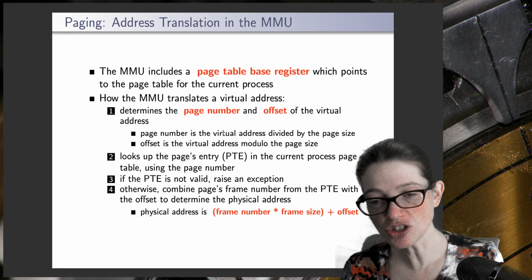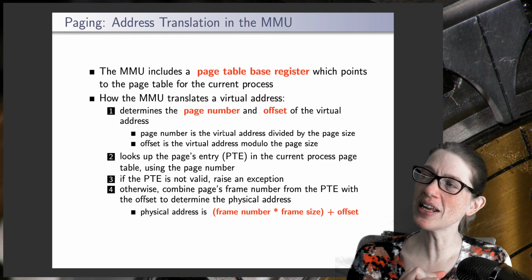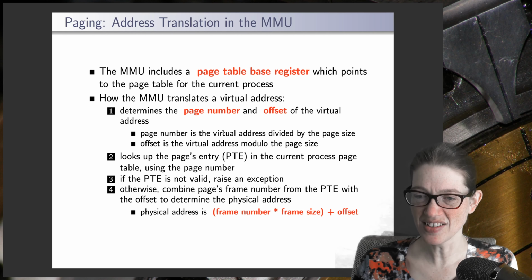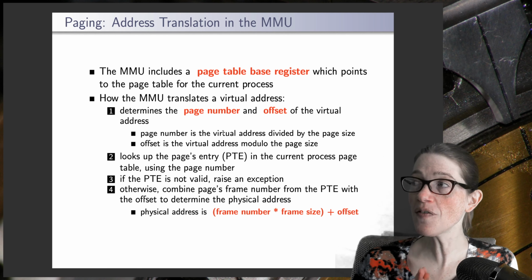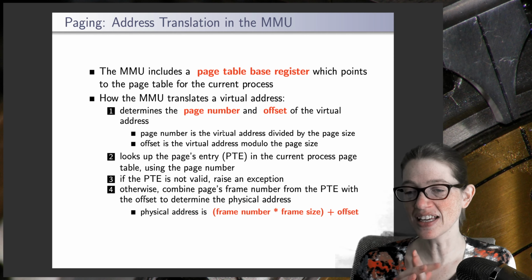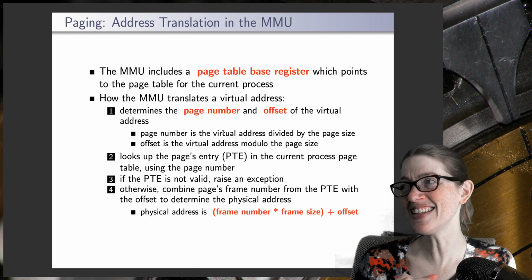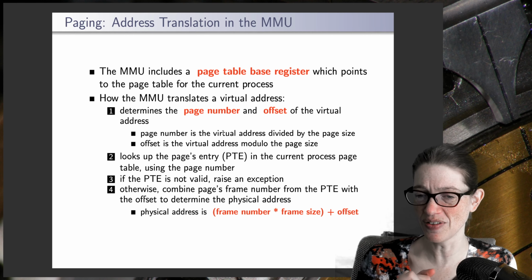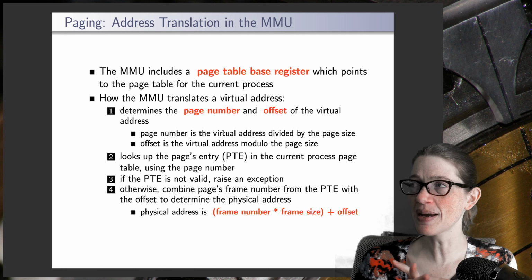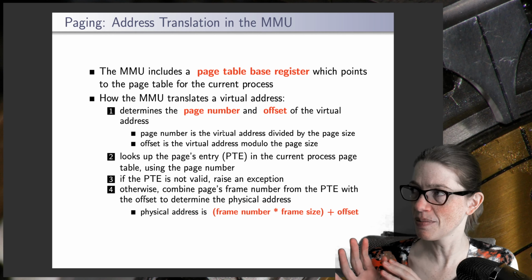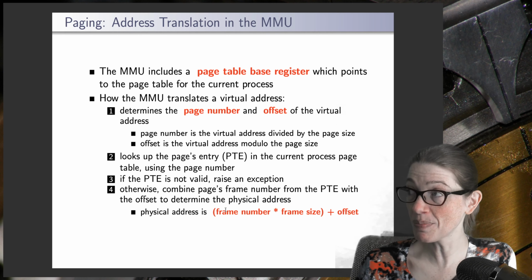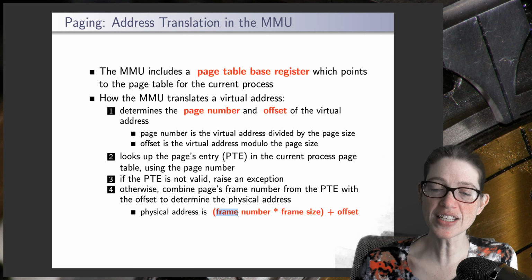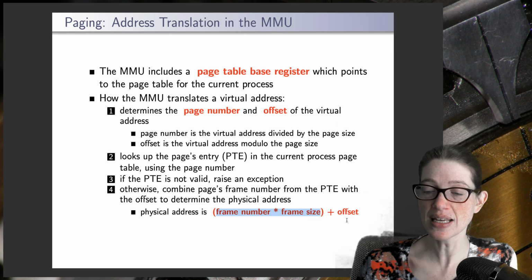the address translation. We first have to separate the page number from the page offset. You can get the page number by taking the virtual address and dividing it by the page size. And you can get the address within the page, the offset, by taking the virtual address modulo the page size. Now, this is all hex math, and we probably don't want to do that. But let's suppose we have separated the address into page number and page offset. Then, having looked up our page table entry, the physical address is the frame number times the frame size plus the offset.